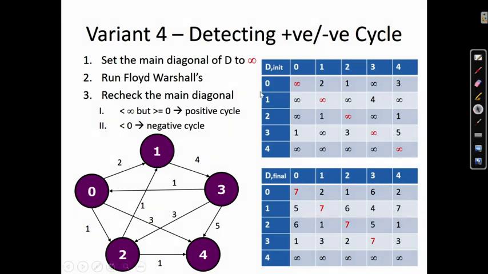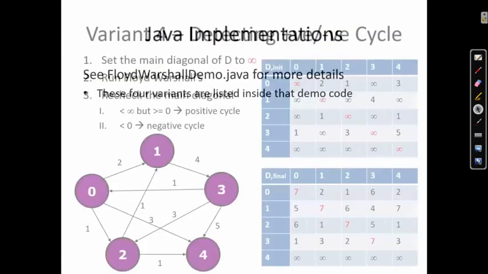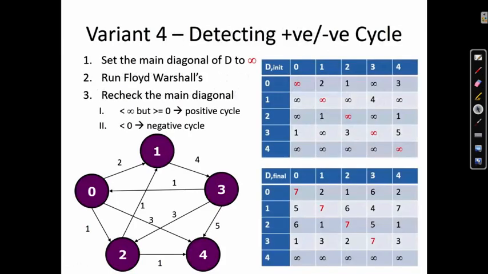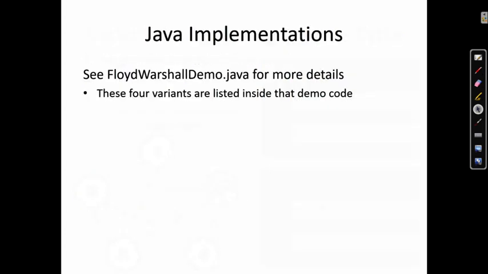Okay, so I have quickly shown you 4 variants of the Floyd-Warshall algorithm. There is a Floyd-Warshall demo code that is given to you together with the lecture notes. It's quite simple code, I won't go through it, but it lists down all the 4 different variants you have, so you can take a look at it, run it, test it, play with it, okay?